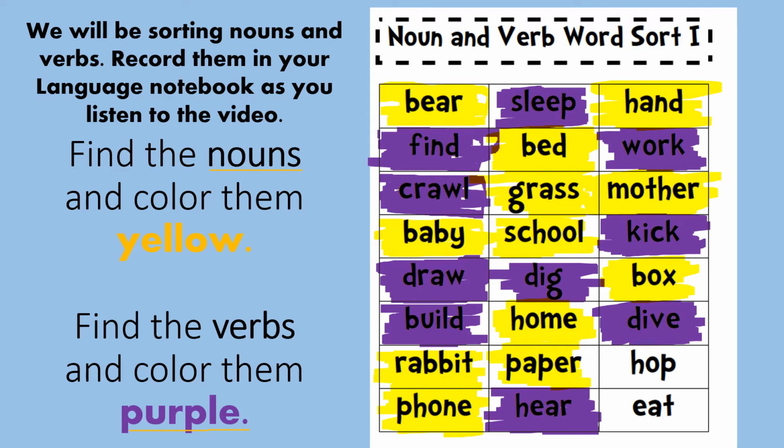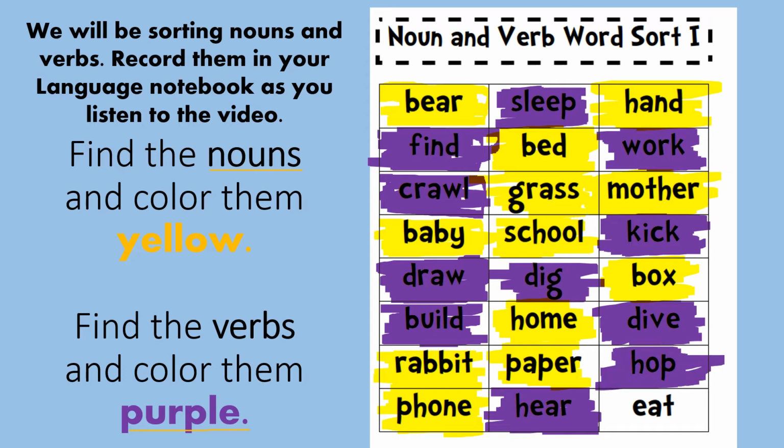Okay, hop. Is that something you can do? Or is that a person? No. Is it a thing? No. Is it a place? No. Hopping shows action, so we would call that a verb, hop.